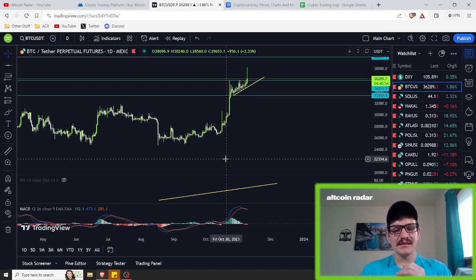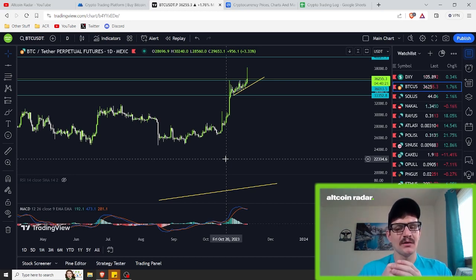The next part of the MACD is the signal line. The signal line represents a 9-period exponential moving average applied to the MACD line, and it helps smooth out the MACD line and generates various trading signals as well. The last part of the MACD is the histogram, which is a visual representation of the difference between the MACD line and the signal line.